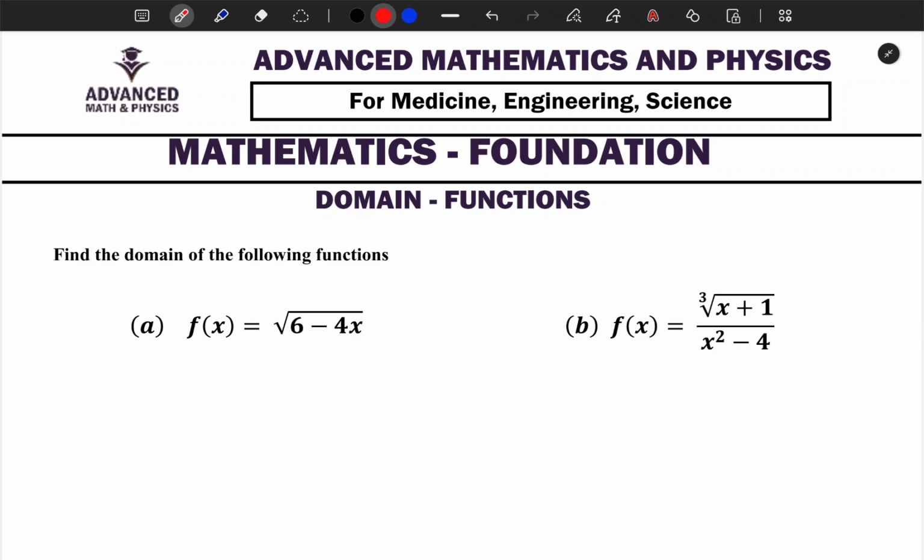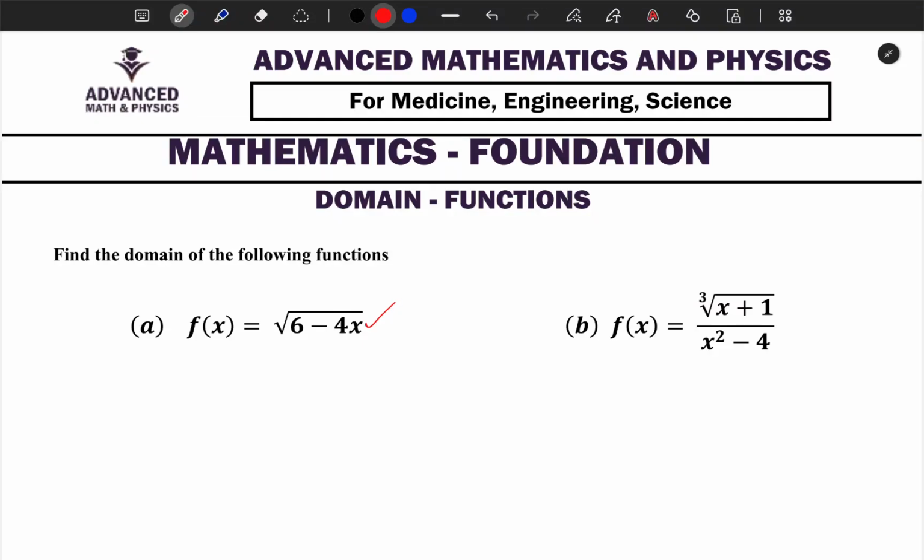Well, domain is a set of numbers that defines a particular function. These numbers make a function definable. Then the output is what we call the range. So we're looking for the set of numbers which is going to make this function defined.